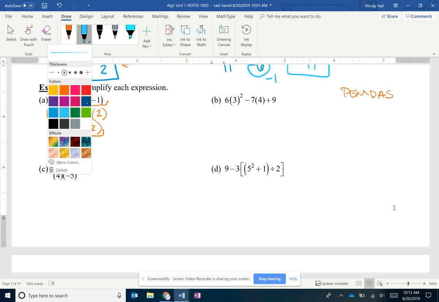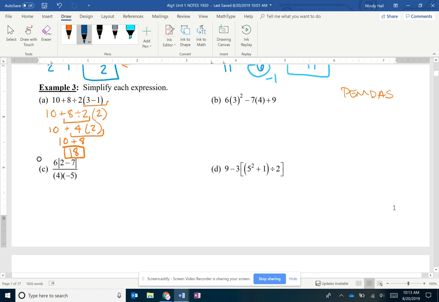For the next one, we don't have any parentheses that can be simplified. Even though we have this 3 and this 4, nothing we can do with it, so we just leave them. But we do have an exponent. We have this 3 squared. So that would become 6 times 9, and I'm just going to write everything else as I see it.